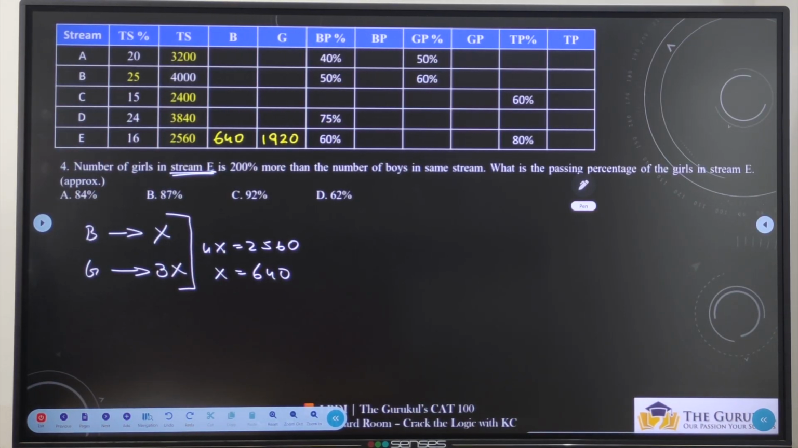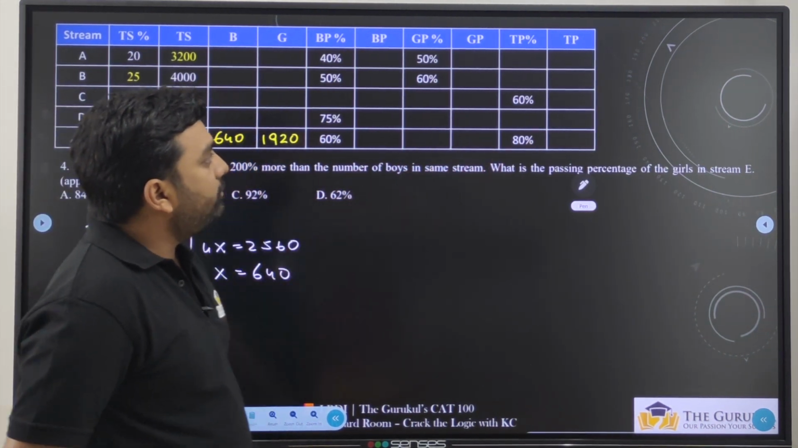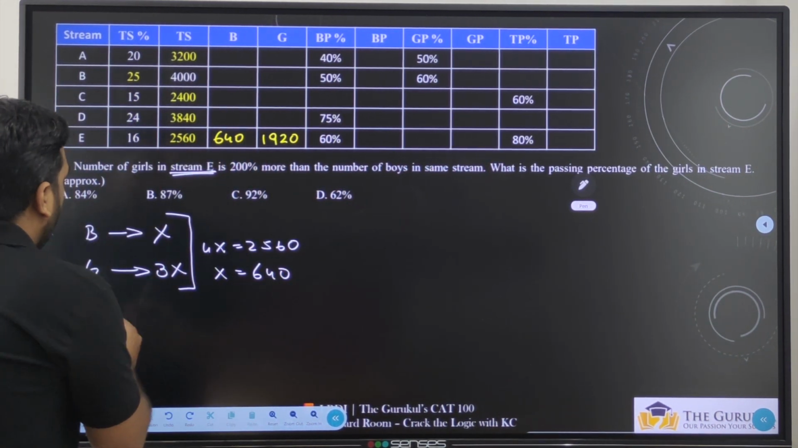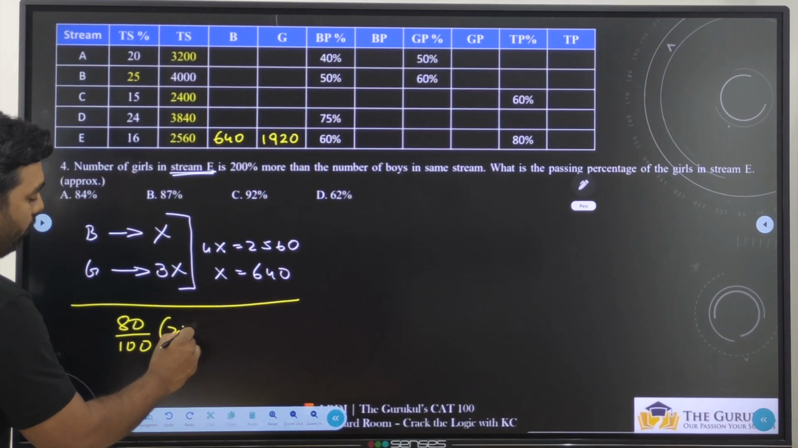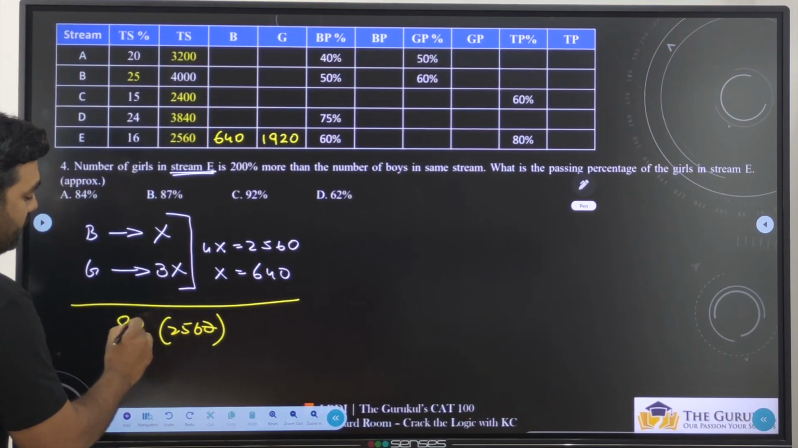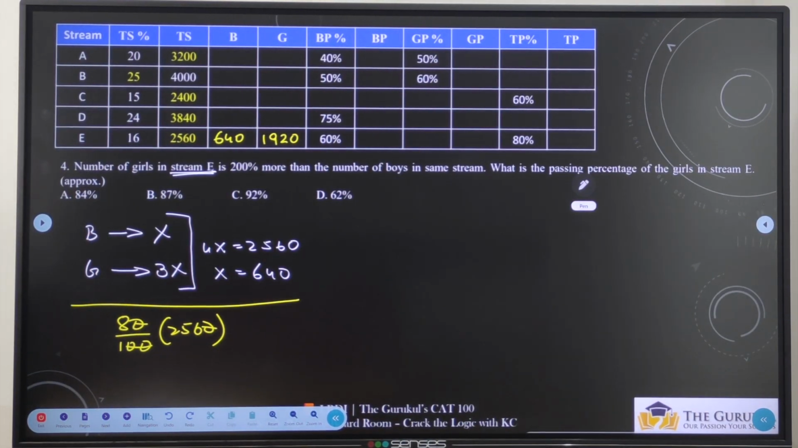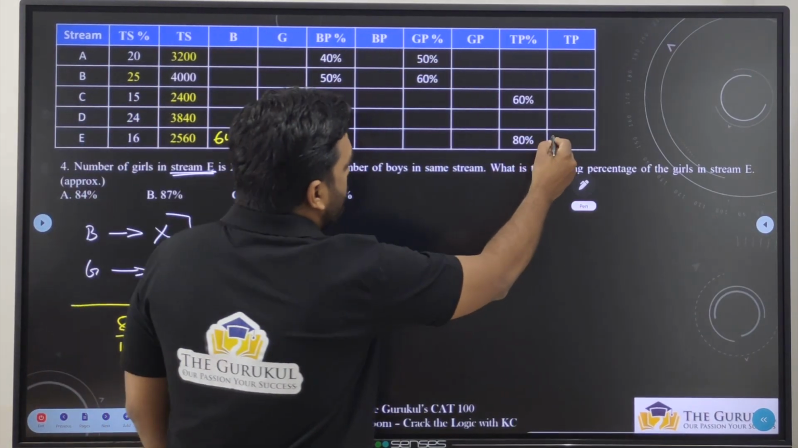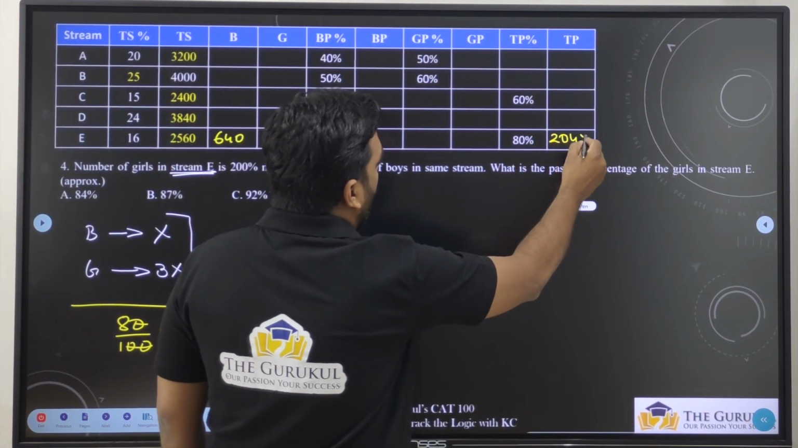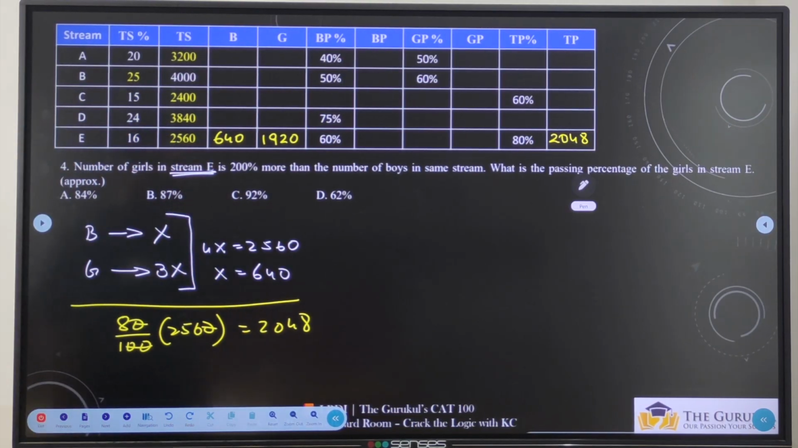Next, what is happening? What is the question talking about? What is passing percentage of girls in stream E? Passing percentage of girls is what we need to calculate. Before that, 80% of the people passed the exam. So can I calculate total passing will be equal to 80% of 2560? This gets cancelled. That is 256 into 8, that is equal to 2048. So this is 2048. That is total passing.